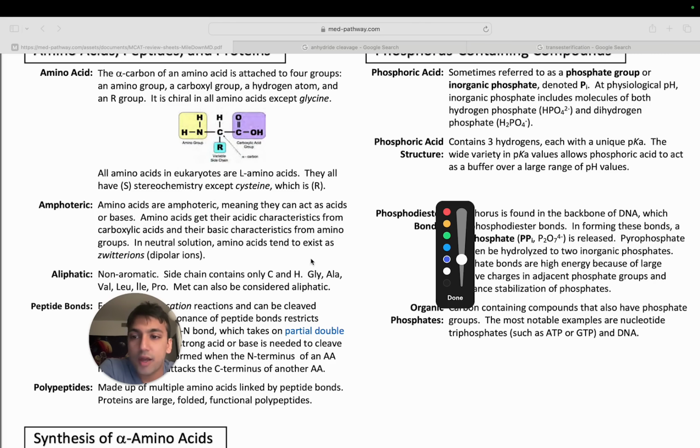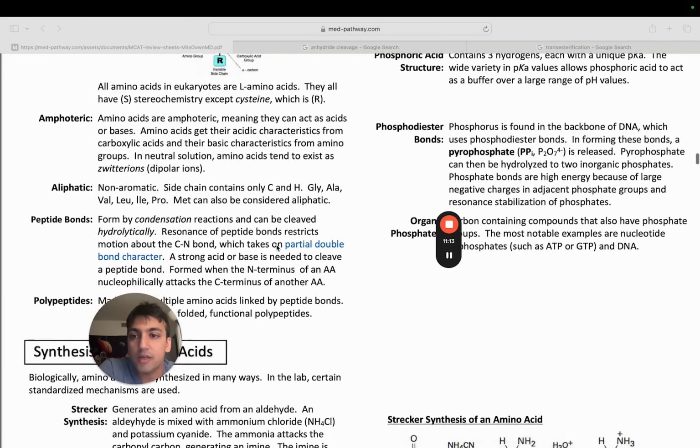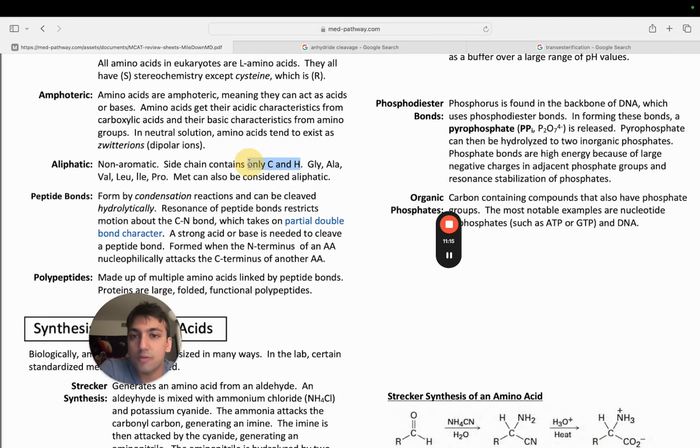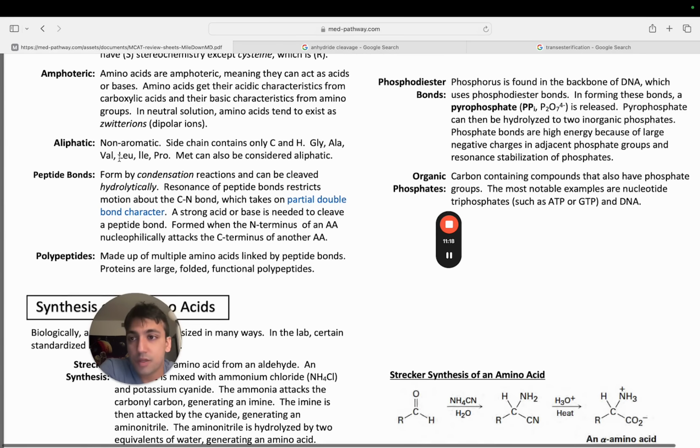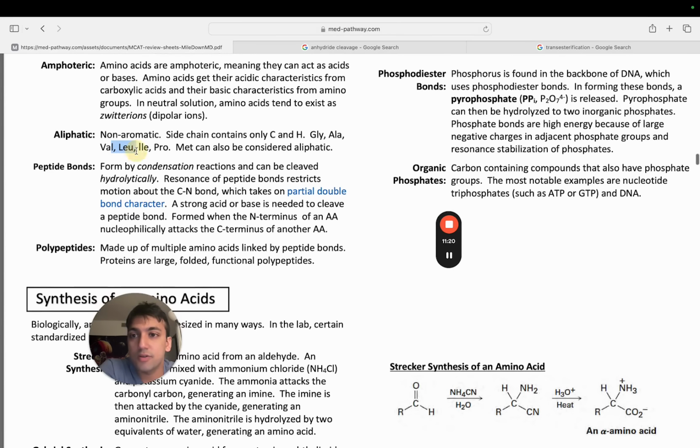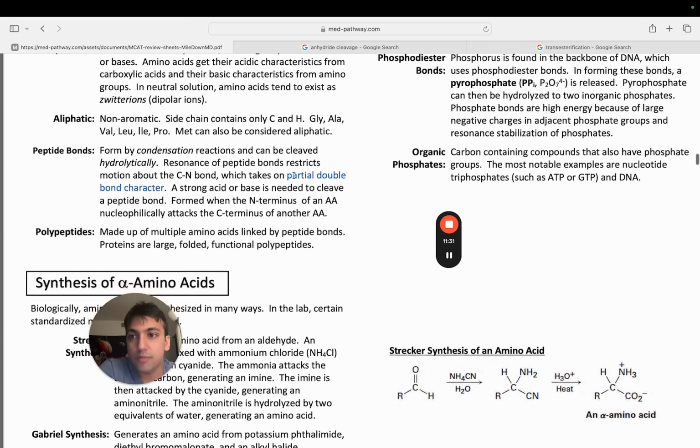Okay, now aliphatic means non-aromatic. The side chains only include carbon and hydrogen. I wish I could tell you that you don't need to memorize all this, but for the MCAT, it is really important that you memorize all the amino acids and how they're represented. I'll try to go through helpful ways to memorize all of them in the biochemistry video.